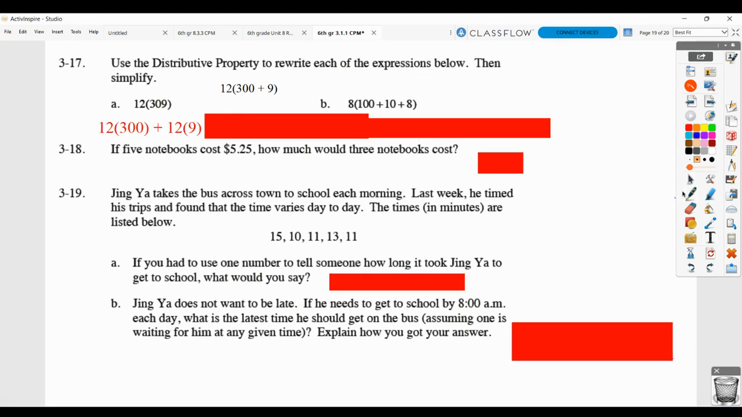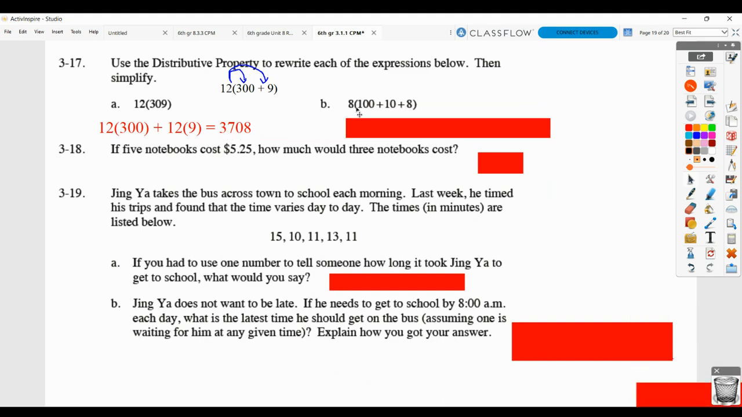So you take that 12 times the 300, and then you put your plus sign down, and then you take your 12 times your 9. And then 12 times 300 will give you 3,600. 12 times 9 would give you 108. Adding those together gives you 3,708. So again, you should show more steps than I'm showing. You should show what this equals, and then the total.